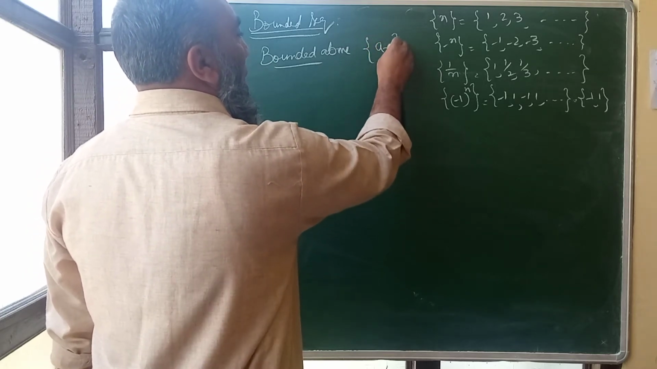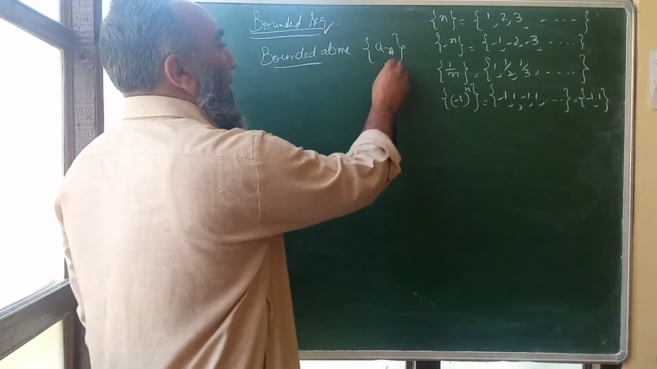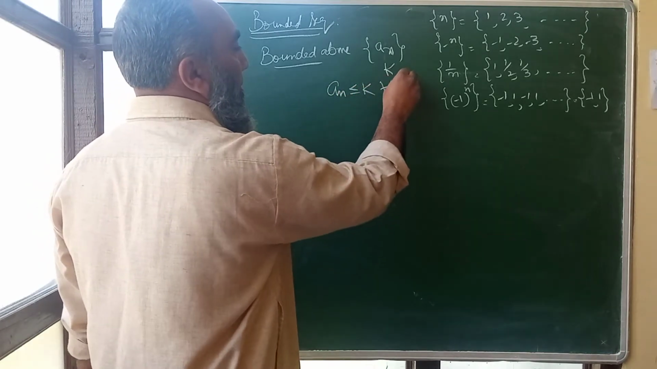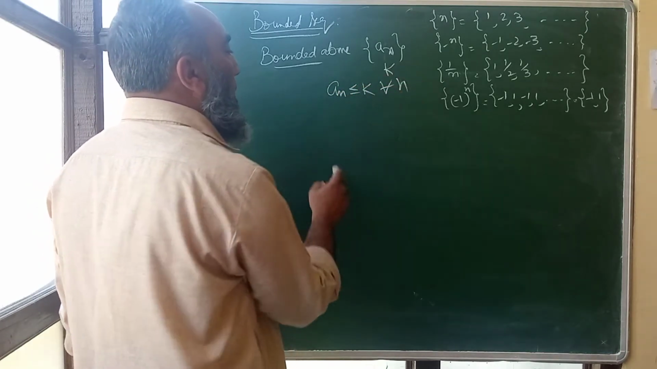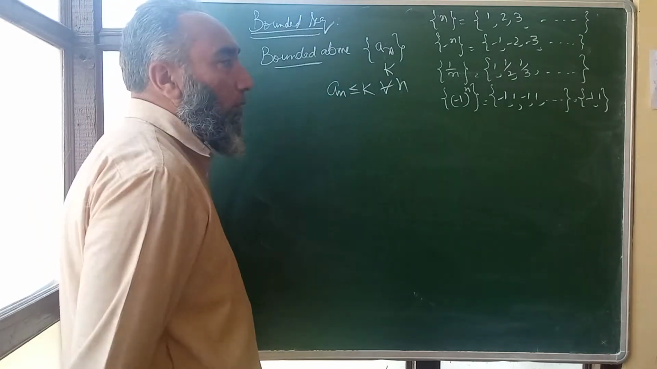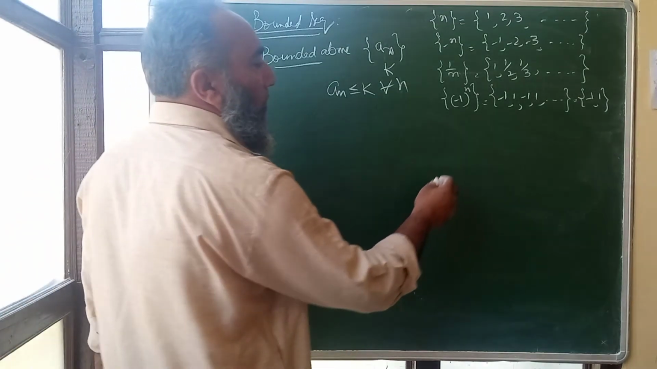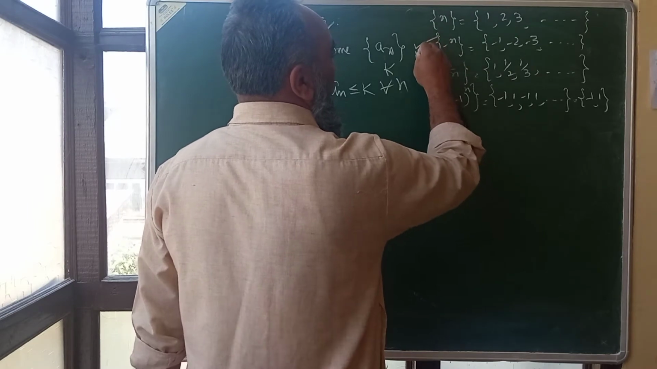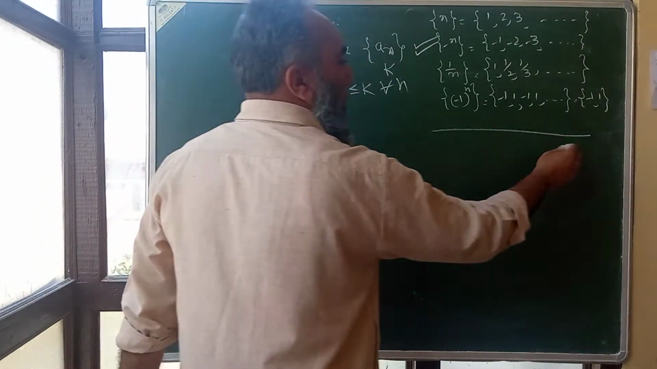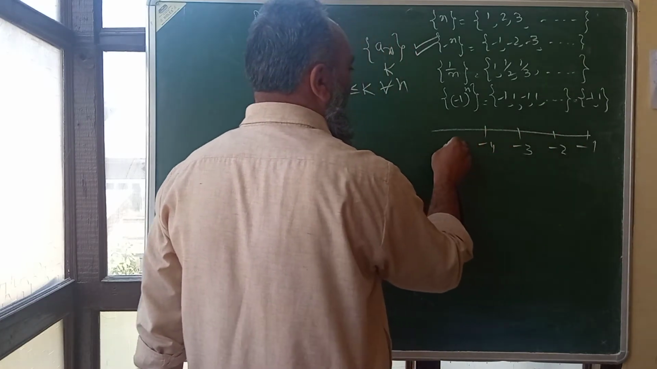is said to be bounded above if we can find a real number k such that an is less or equal to k for all n. Means a1 is less than k, a2 is less than k, a3 is less than k, and so on. For example, if you have this sequence, minus 1, minus 2, minus 3, minus 4, so on.